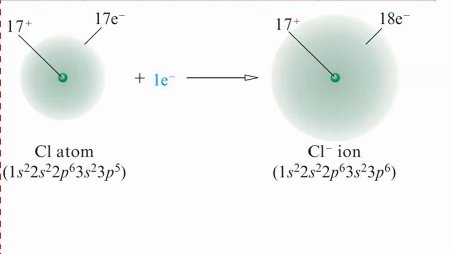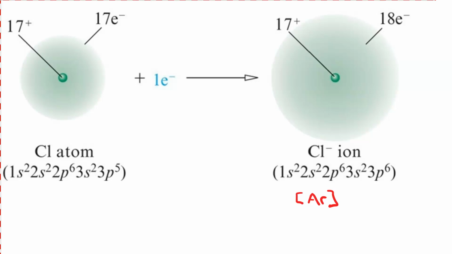A chlorine atom has an electron configuration 1s2, 2s2, 2p6, 3s2, 3p5. When chlorine gains one electron, it reaches the electron configuration 1s2, 2s2, 2p6, 3s2, 3p6, which is the same as argon.